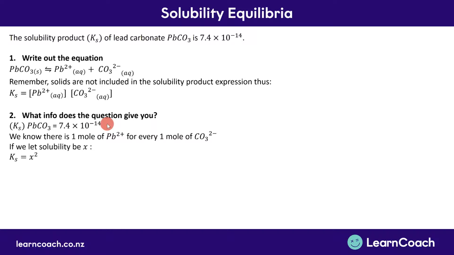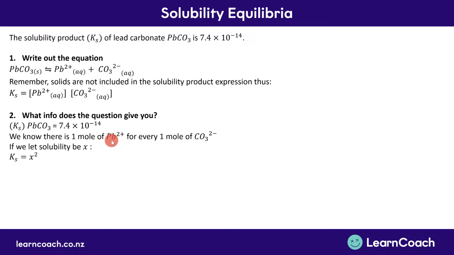But how is this going to help us? Because if we put it in the equation now, we have 7.4 times 10 to the negative 14 equals the concentration of Pb2+ times the concentration of CO3 2-. There are two things we don't know in this equation, which means we can't solve it. But because we've written out our equation, there is something else that we know. We know that one lot of PbCO3 turns into one lot of Pb2+ and one lot of CO3 2-.